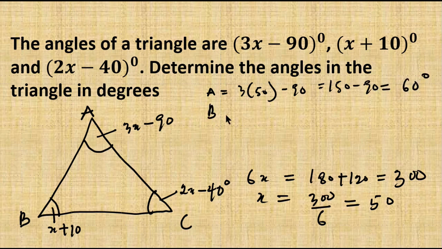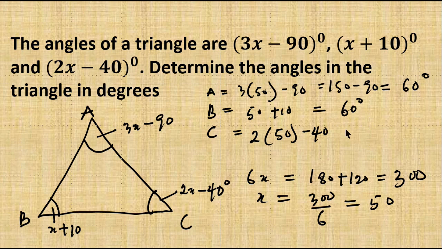The angle at B will be given as 50 plus 10. That's x plus 10, which is the same thing as 60 degrees. And the angle at C will be given as 2 into 50, that's 2x minus 40, which equals 100 minus 40, that's 60 degrees. Obviously, each of the angles of this triangle is 60 degrees.